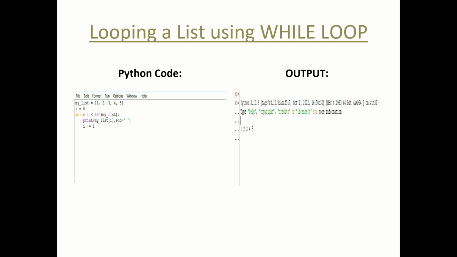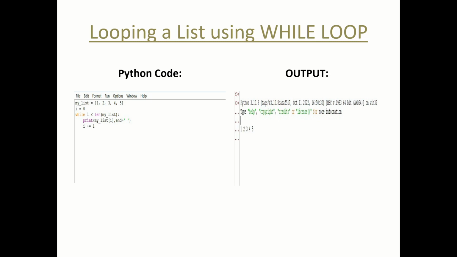The syntax is while condition colon. When the condition satisfies, the loop will be executed. After every iteration, the condition will be checked. If the condition is true, then again the loop will be executed. Now let's take a look into the program.